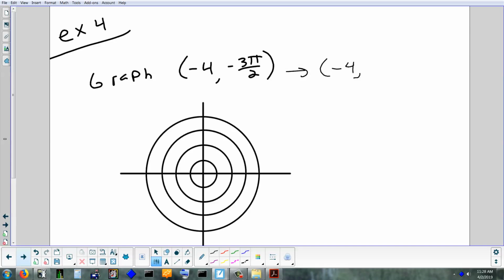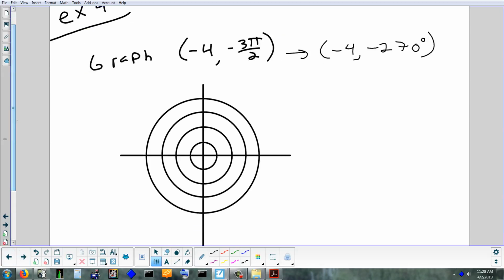Can you say it again? You're close. Oh, negative. Negative 270. Because pi over 2 is 90, and this is 90 tripled, and then a negative in front. So negative 270. All right, so -4, -270.